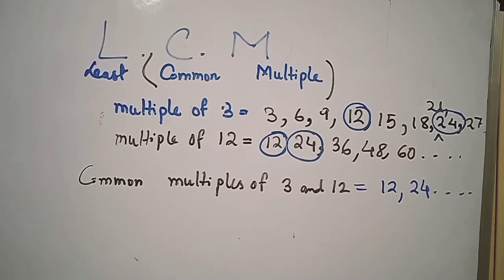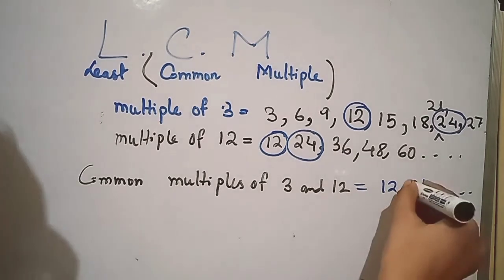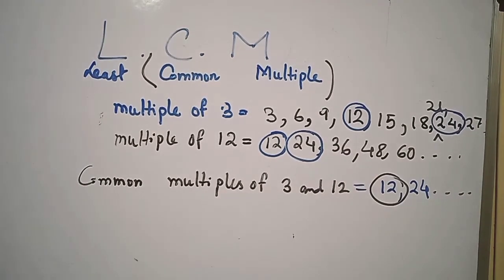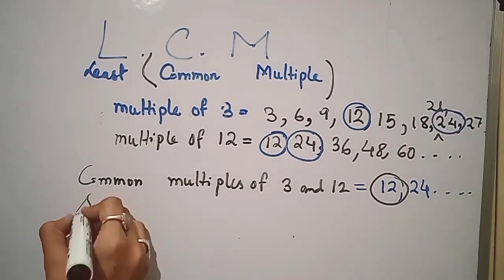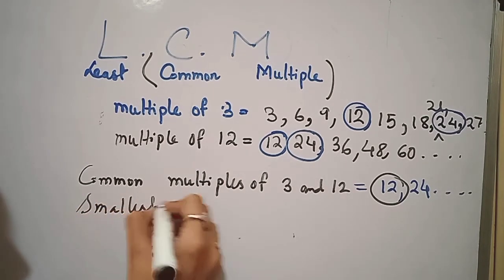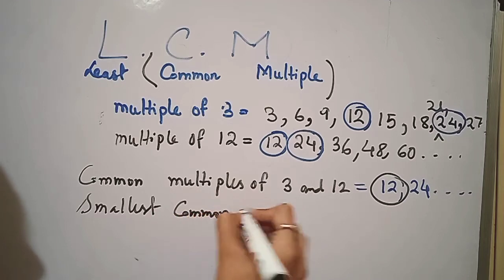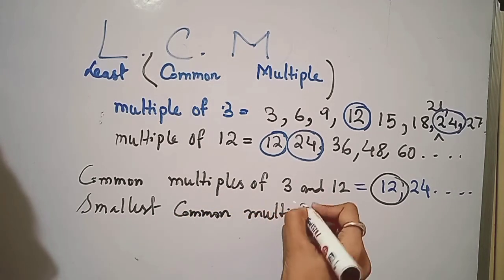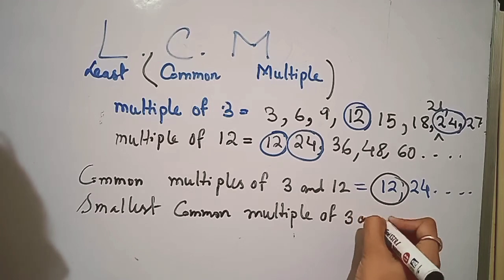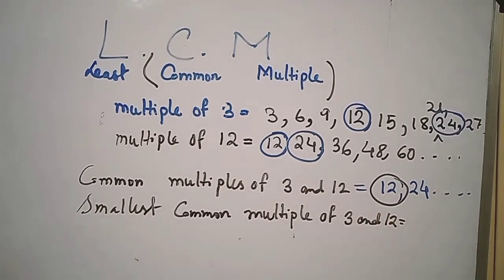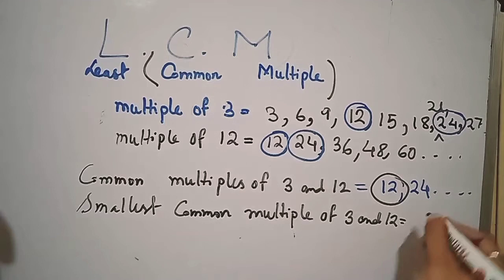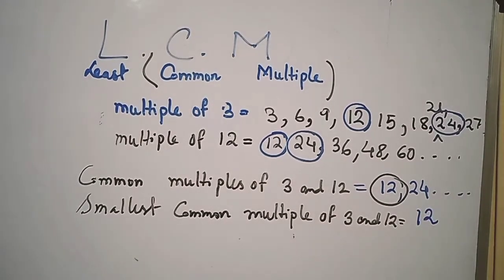Now these are the common multiples we are talking about. When we have to find the least common multiple, least means the smallest one. As I can see, 12 is the smallest one, that is the smallest common multiple. So first write smallest common multiple of 3 and 12. Obviously I can see this is 12 itself, that is the smallest common multiple.